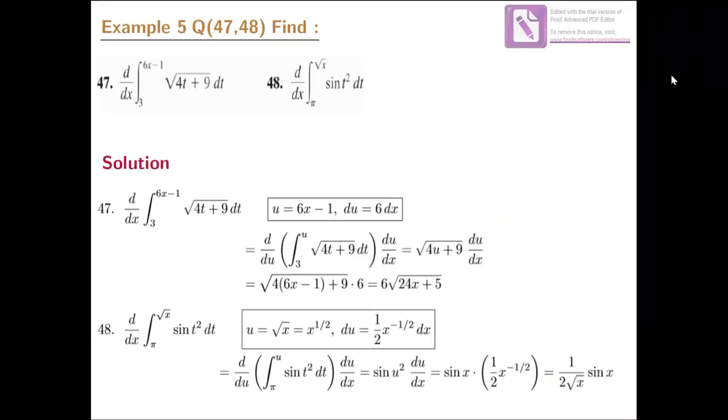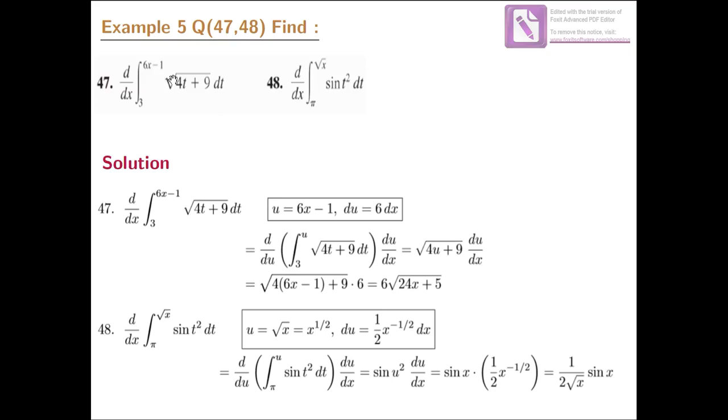Let us see example 5, which is question number 47-48 from your textbook. Find the derivative of the integral of root 4t plus 9 dt, where t goes from 3 to 6x minus 1. Here we have the variable t, here we have x, and here we have x. So we will apply the fundamental theorem of calculus, the derivative form. But here we have 6x minus 1.